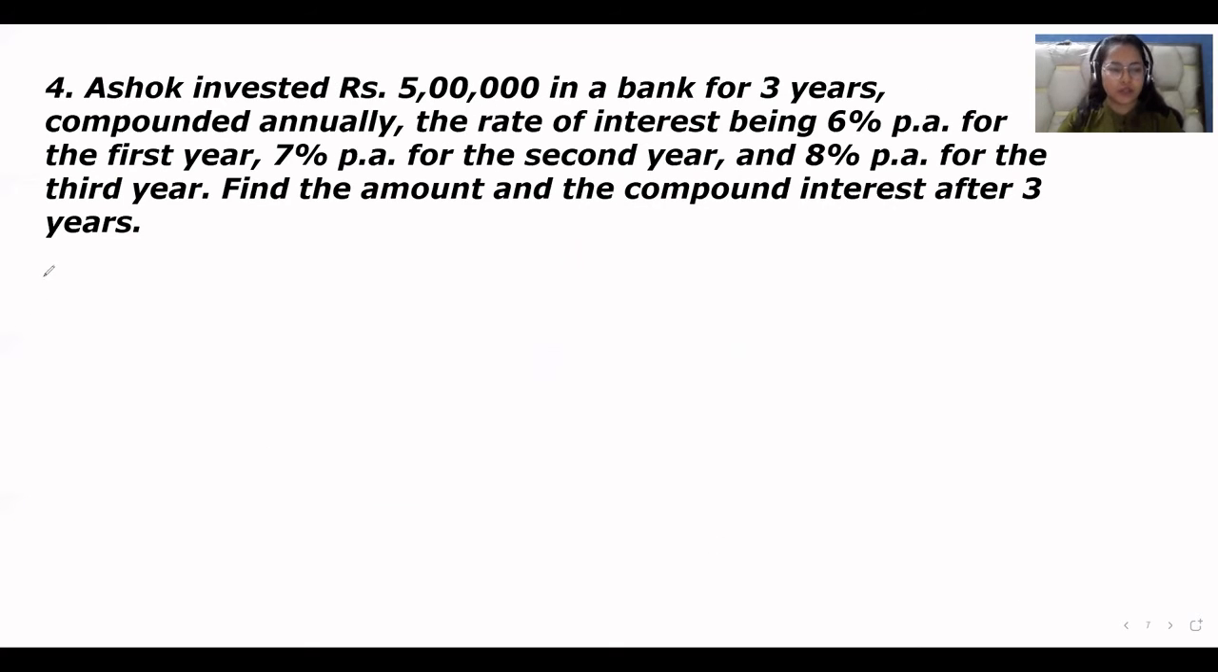Now discuss this question. Ashok invested rupees 5 lakh in a bank for 3 years, compounded annually. The rate of interest is 6% for the first year, 7% for the second year, and 8% per annum for the third year. So they give you 3 different rates. We apply that formula. First write what is given. Principal is 5 lakh. Rate 1 is 6%, rate 2 is 7% per annum, and rate 3 is 8% per annum.